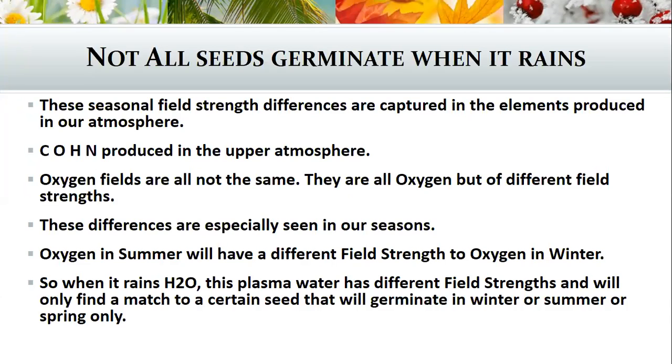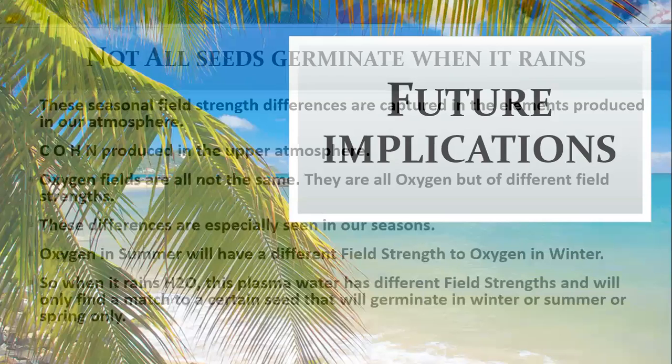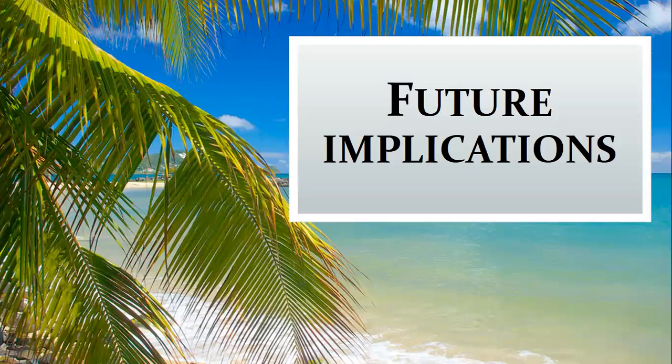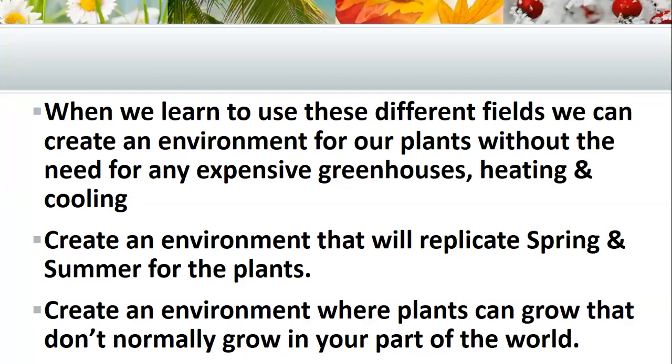Now we can have a look at some future implications. When we learn to use these different fields, we can start looking at creating an environment for our plants without the need for any expensive greenhouses, heating and cooling. So we can start looking at replicating and creating an environment that will be spring and summer for our plants.